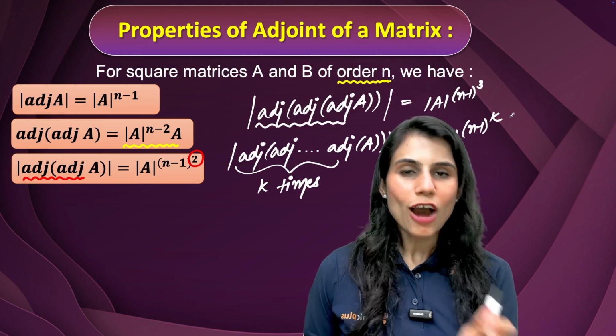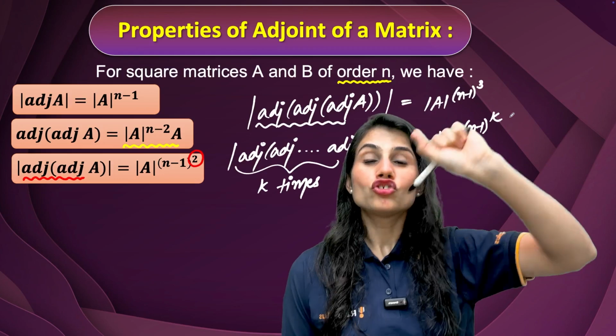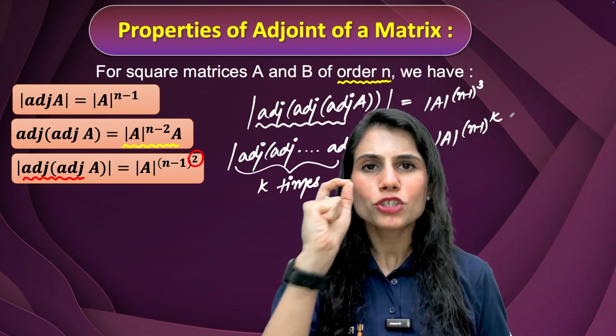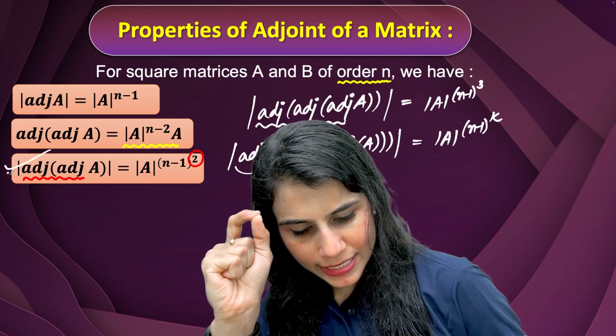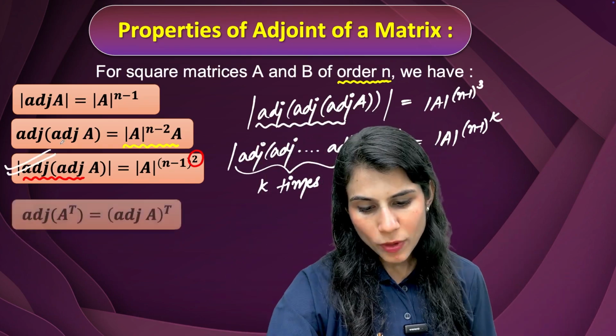That's it. However many times adjoint is written on the left hand side, that number jumps to the power of n minus 1 on the right hand side. Extremely important, supremely important property, guys. This is very, very important. You cannot afford to forget it. Ready for the next one?